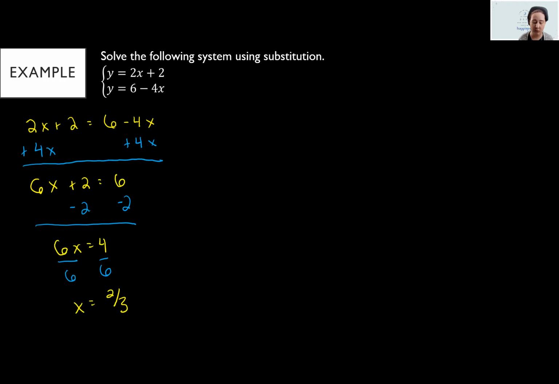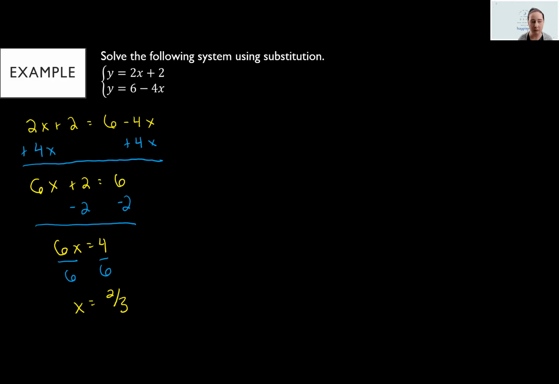When you're solving a system, you've got two equations, two variables, and you need to find the answer for both x and y. So the back substitution step would be taking that answer 2/3 and plugging it back into one of the equations. So you can either put it into the first one, y equals 2x plus 2, or you can put it into the second one, y equals 6 minus 4x.